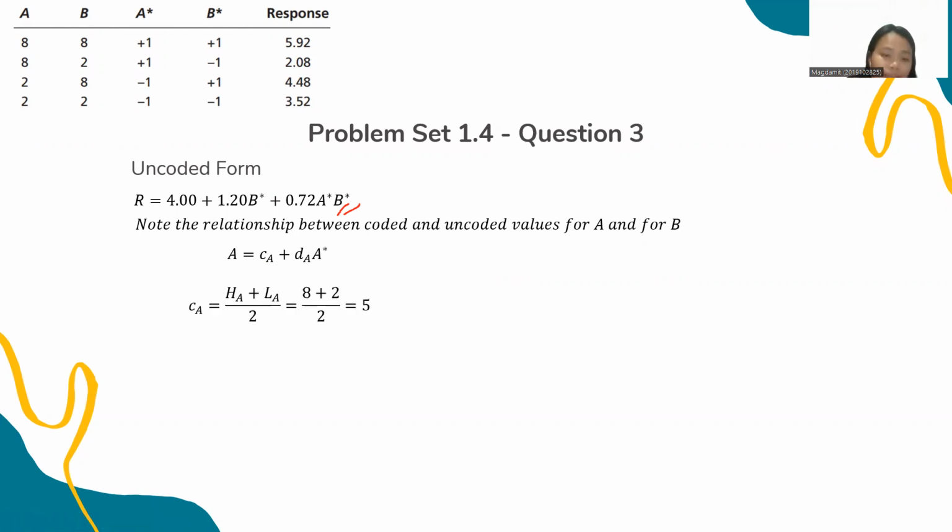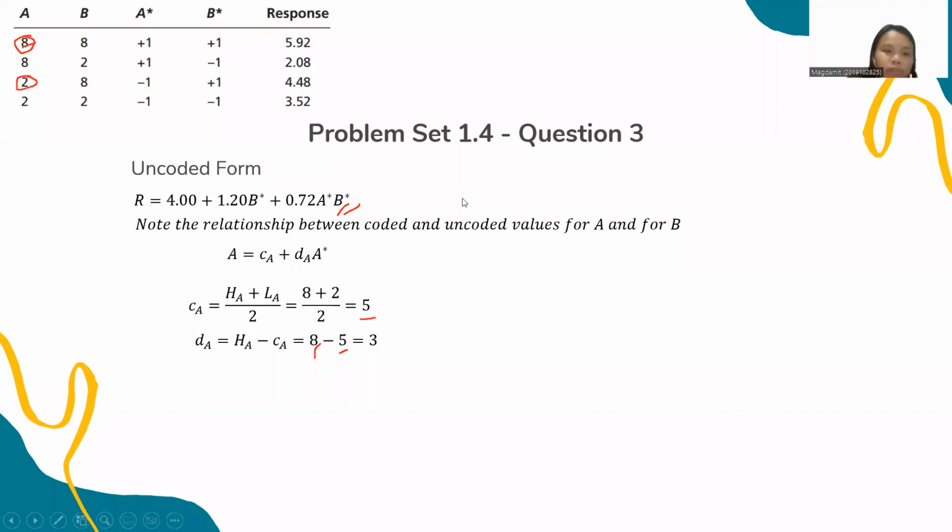To obtain CA, we need to get the average of the high level and low level values for factor A. For example, in this, the high value is 8, while the low level value is 2. Getting the average, we have 5. Then for DA, we can find it by getting the difference between the high value and the average. So the high value for factor A is 8, then the average that we obtain from CA is 5. Subtracting, the value of DA is 3.